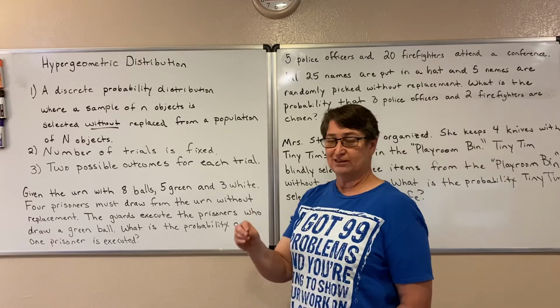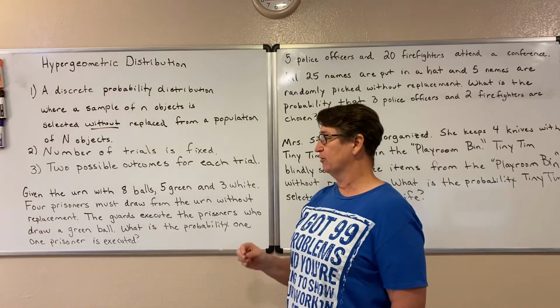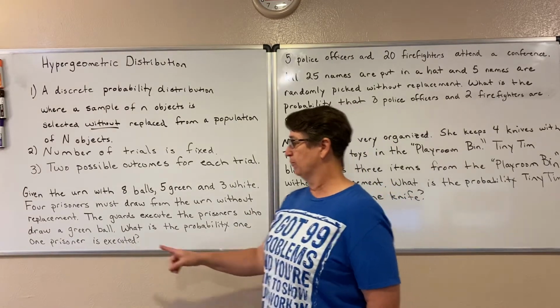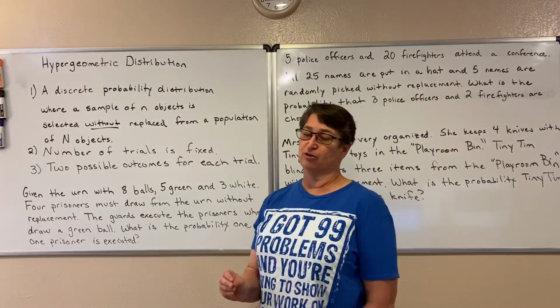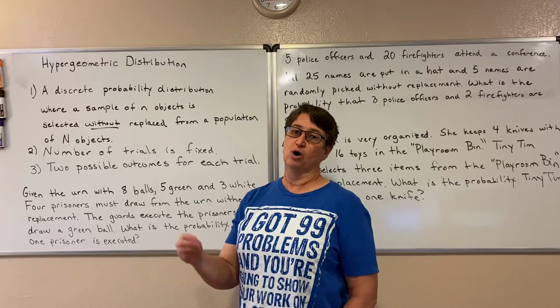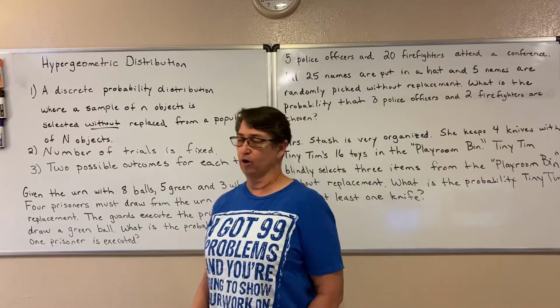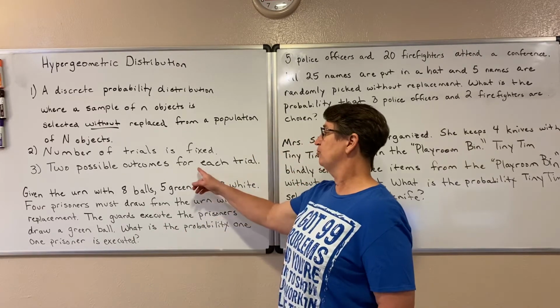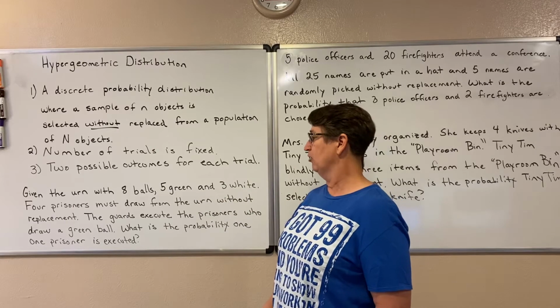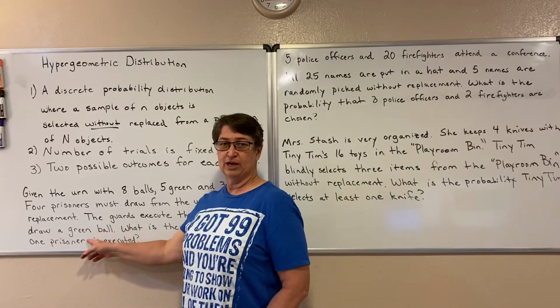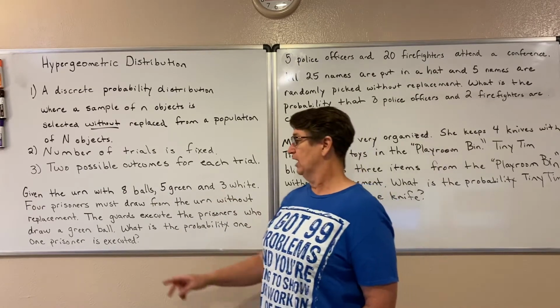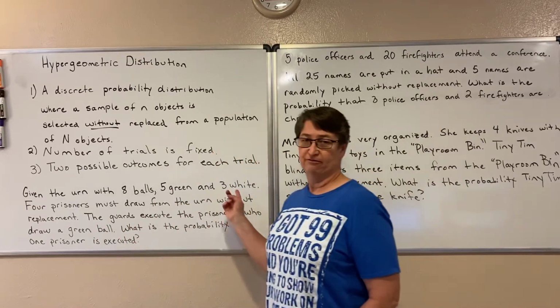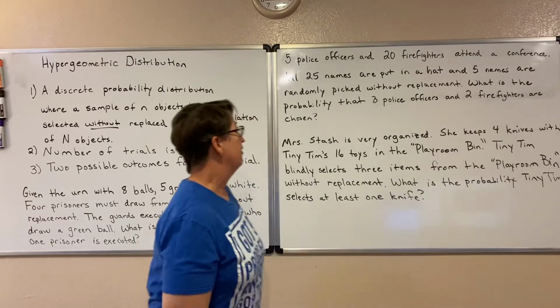It is a discrete distribution. Our random variable is the number of green balls that we choose, and we can count the number of green balls that we choose: 0, 1, 2, 3, or 4. Then there are 2 possible outcomes for each trial. We either are going to draw a green ball or a white ball for each one of those trials, a success or a failure.